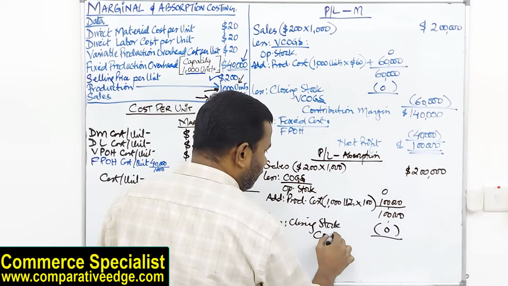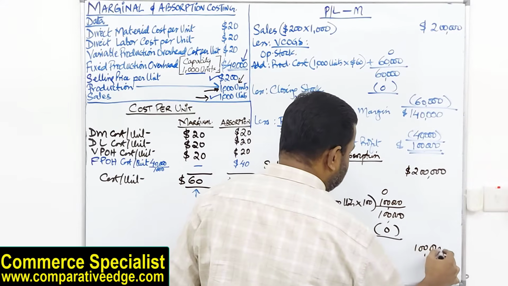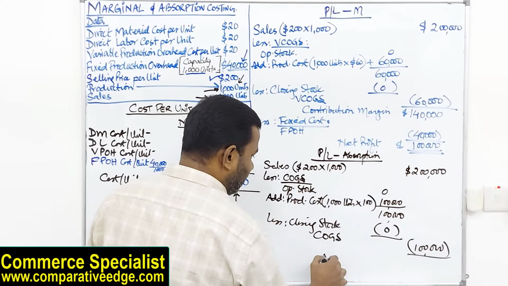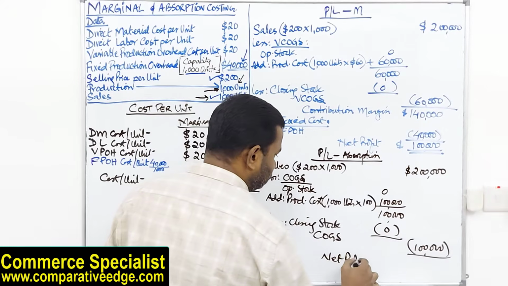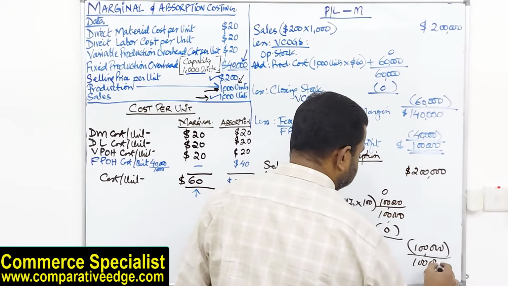So you get cost of goods sold: 100 minus 0 is 100,000. This is your cost of goods sold. And when you subtract it from sales on top, you get net profit, which is 200 minus 100 is 100,000.